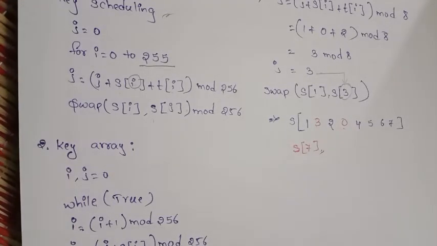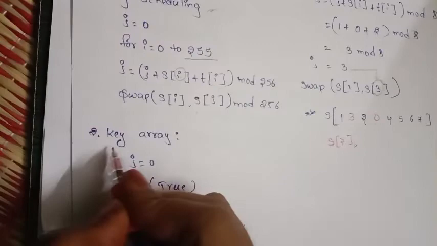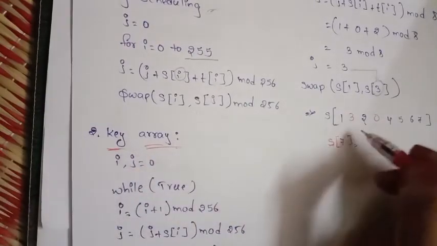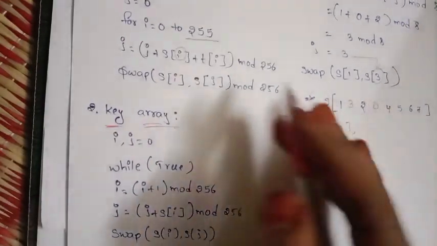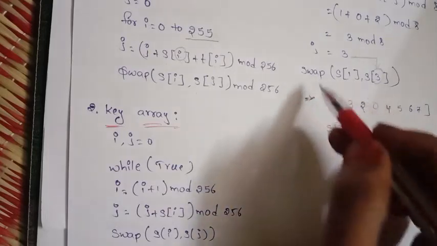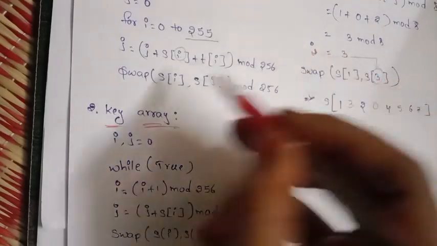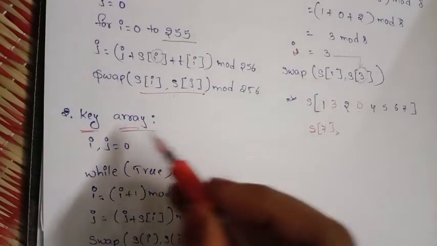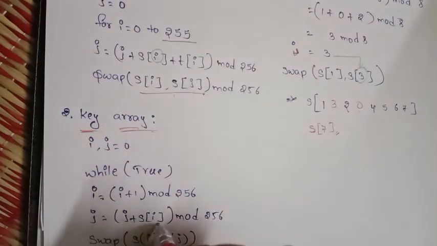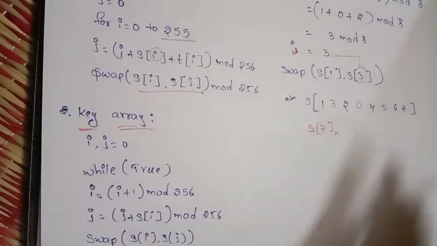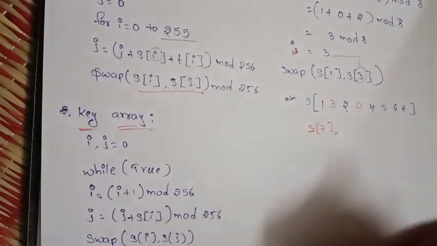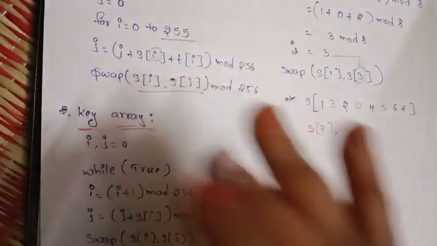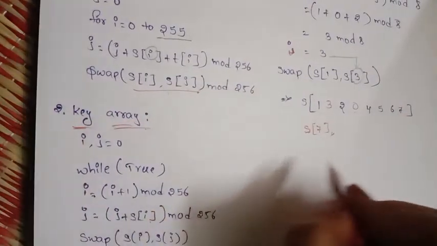So now let us move to the second step, that is the key array. So until now what we have done is we completed the function of swapping S of I comma S of j totally. Now let us move to the second step, and for the second step I am going to show the output of the first step as input. Same thing I am showing here. Let us see that, guys.